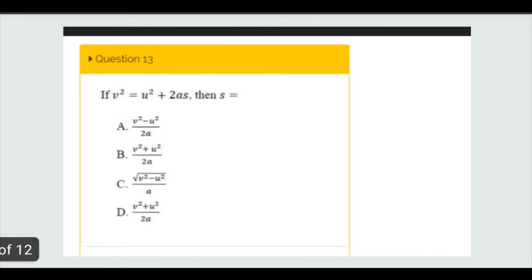Good, so we continue. And this one says if V squared is equal to U squared plus 2AS, then S is equal to, so you see that they want us to make S the subject of the formula. So we know that is very easy. Let's see. V squared is equal to U squared plus 2AS. And they want us to make S the subject of the formula.